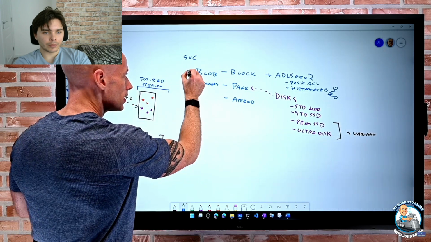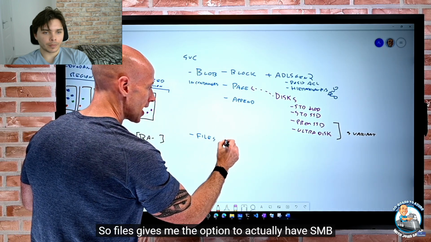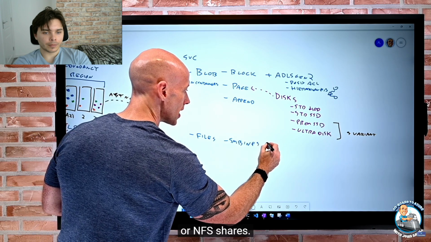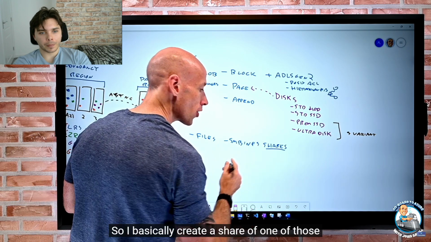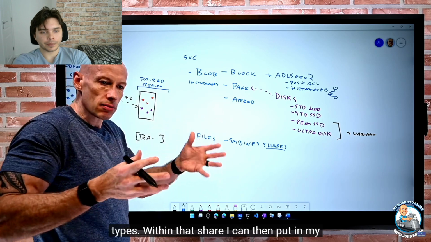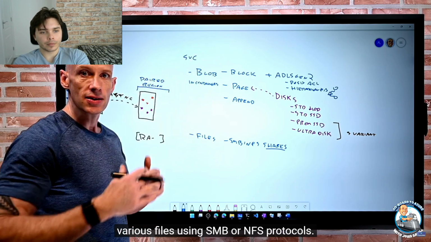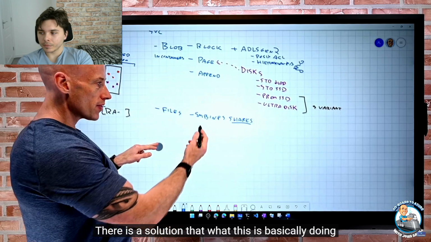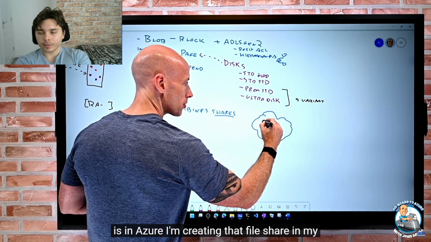Then there's things like files. So files gives me the option to actually have SMB or NFS shares. So I basically create a share of one of those types. Within that share, I can then put in my various files using SMB or NFS protocols. What this is basically doing is in Azure, I'm creating that file share in my storage account.